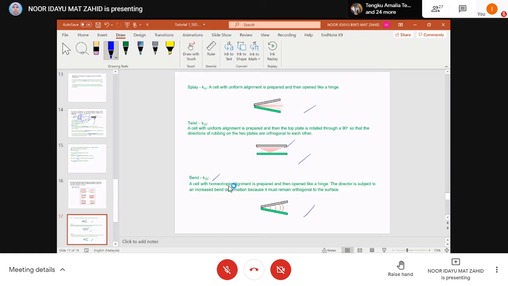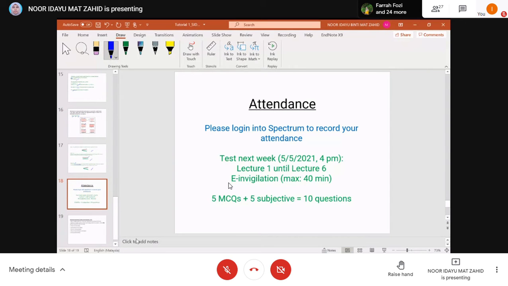For the bend, K33, the cell with homeotropic alignment. So unlike the first two, for bend it is homeotropic alignment. So I hope by now you know what is meant by homeotropic alignment. It's prepared and then opened like a hinge. The director is subject to an increased bend deformation because it must remain orthogonal to the plate.